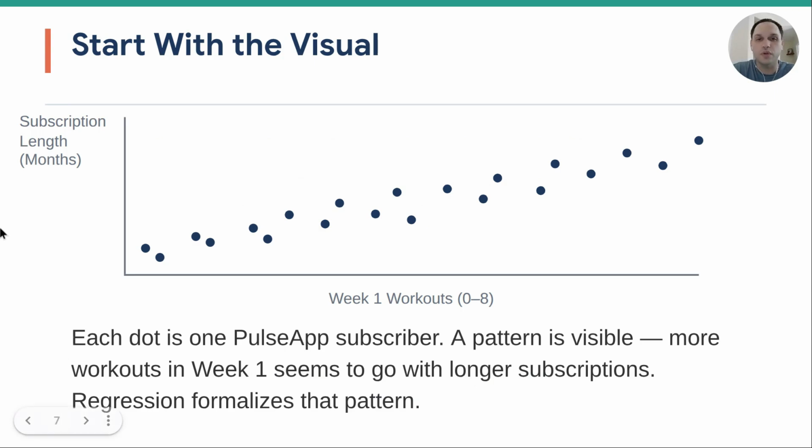We start with the visual, because regression is easiest to understand when you can see it. We take our Pulse app data, each subscriber is one dot, plotted by their week 1 workout count on the horizontal axis and their subscription length in months on the vertical axis. There's scatter. Not every high workout subscriber stays forever, and some low workout subscribers stay a while. But a pattern is visible. The dots tend to climb from left to right. More workouts in week 1 seems to go with longer subscriptions. Regression is the method that formalizes that pattern and turns it into a number.